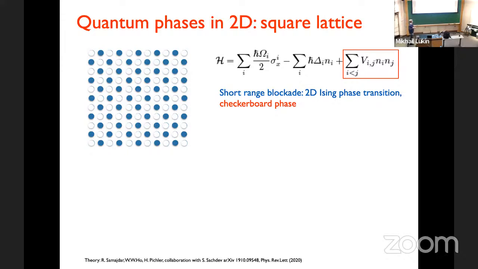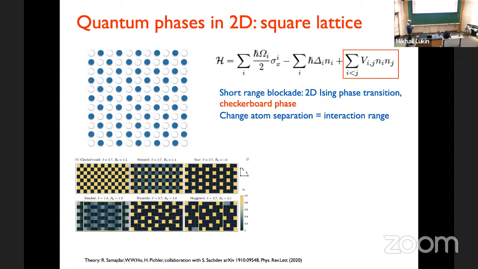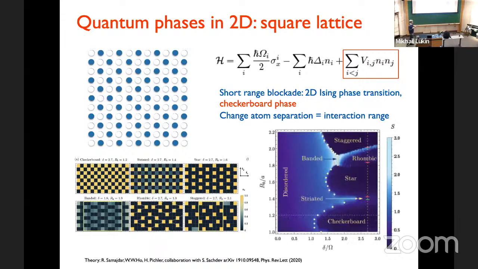And actually, it turns out that if you start playing with this blockade radius, even in this very simple geometry, you can access a wide variety of phases. These are some of the phases which have been predicted by Ryan, who is a student of Subir Sachdev. And it results in this very complex phase diagram. I should say by now we have seen most of these phases in the experiment.